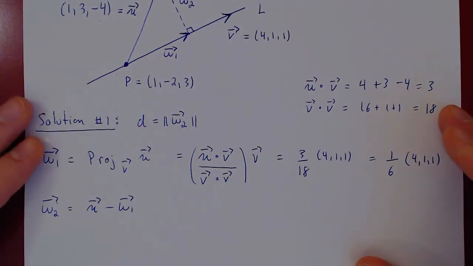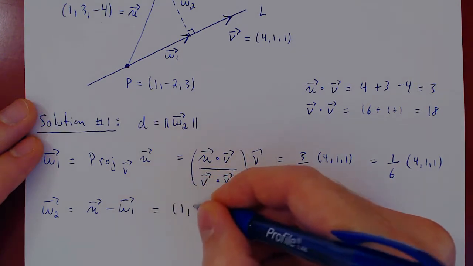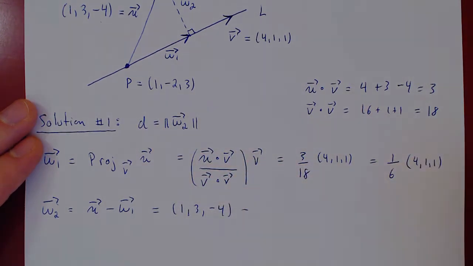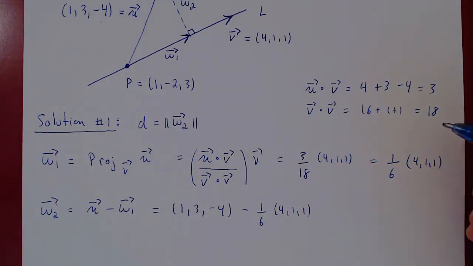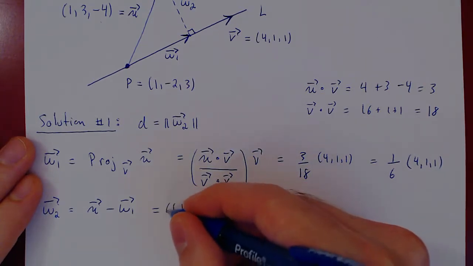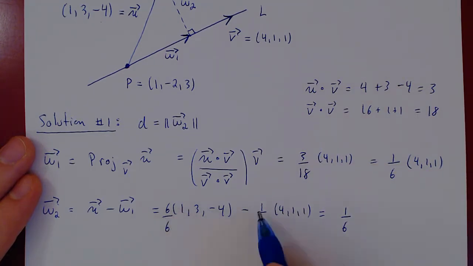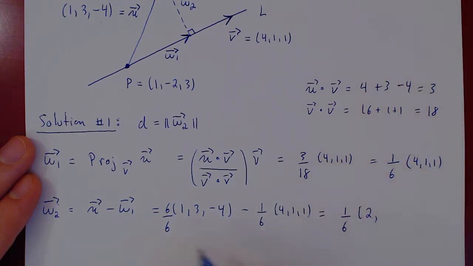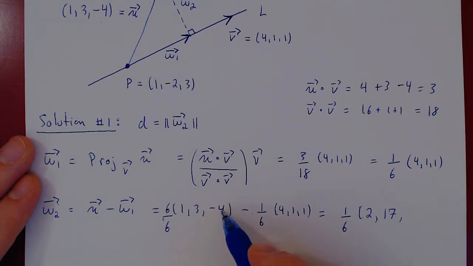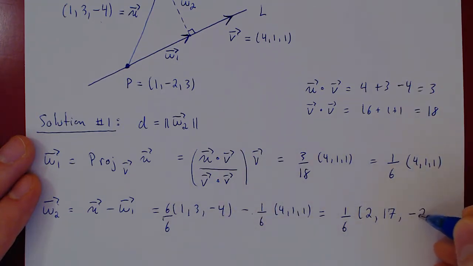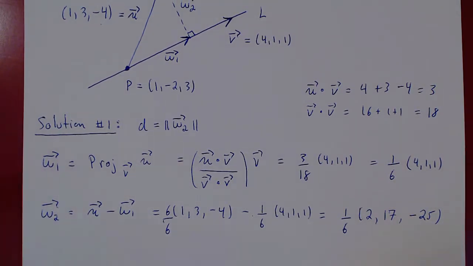Let's compute this. So U was the vector 1, 3, negative 4, minus the vector W1, which is the sixth of 4, 1, 1. If you want to combine these two as a single vector, you have to have this vector over 6, so do times 6 over 6, equals 1 over 6. And now multiply this out. You'll have 6 minus 4 gives you 2. 18 minus 1 is 17. And finally, 6 times negative 4 is negative 24, minus 1, negative 25. And now you have W2.